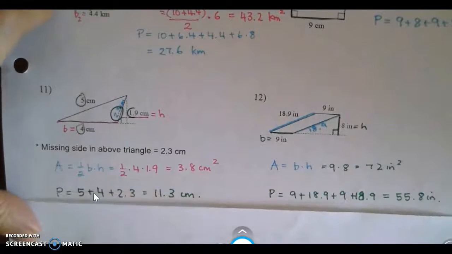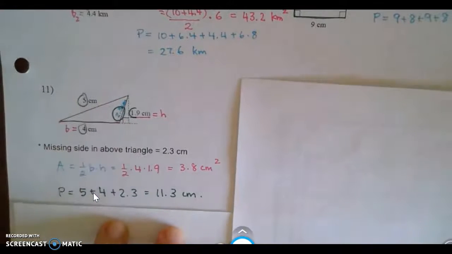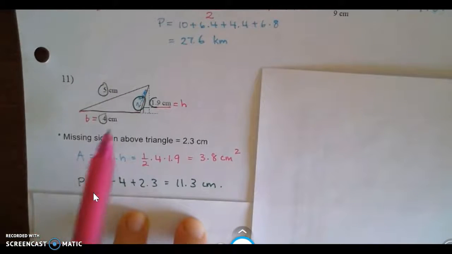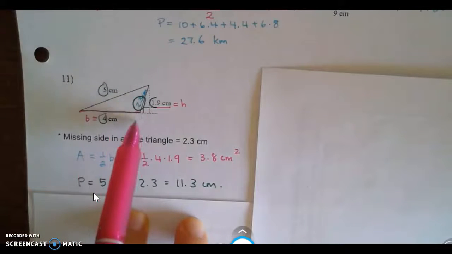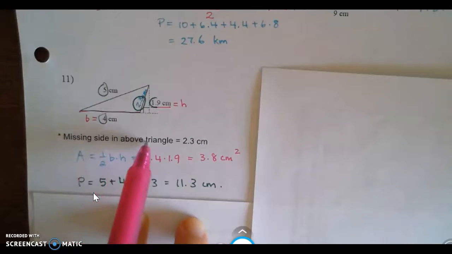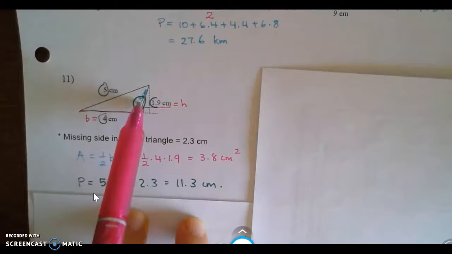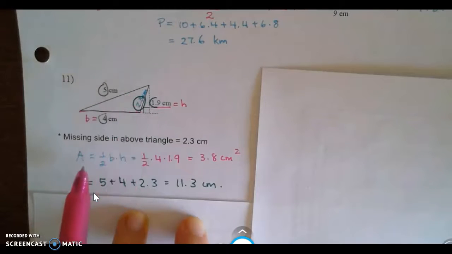Number 11 is a triangle. And this time, one of the dimensions was missing, so I gave you the dimensions. That missing side above the triangle is 2.3 centimeters, meaning this is 2.3 centimeters. Okay, so when you know this, what is the area, what is the height of a perimeter? To figure out the area, we need to figure out which is the base and which is the height that we are going to be multiplying.